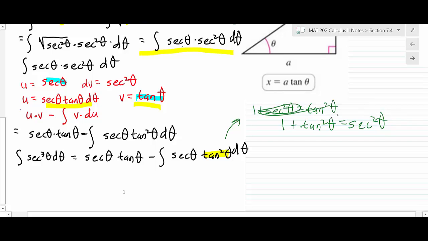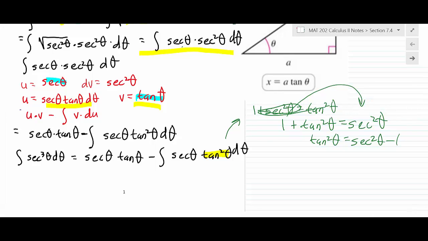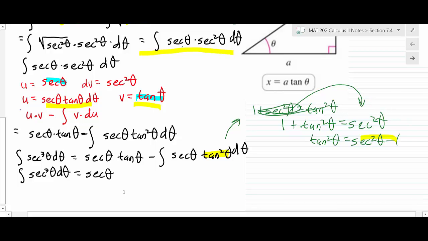So what I'm going to do is move this 1 over here, so I get tangent squared theta is equal to secant squared theta minus 1. Now there's a reason why I'm doing this. I'm going to replace that tangent with this, and I'm thinking I'm going to end up with a secant cubed in there again. So I'll write that as the integral of secant cubed theta d theta equals secant theta tangent theta minus the integral of secant theta times secant squared theta minus 1 d theta.